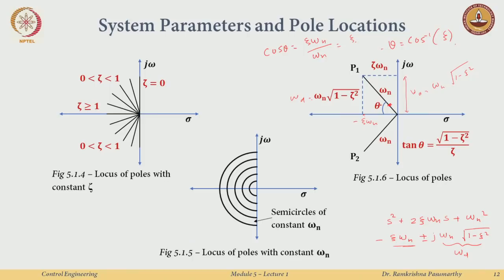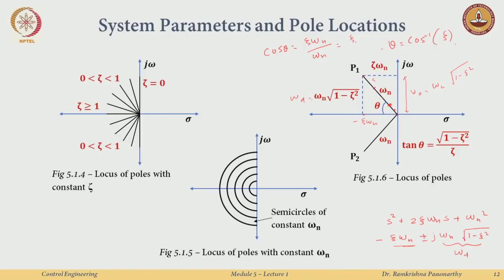Now, if I go from here till here, this distance, which is omega n, changes, but cos of theta still remains the same, right? Similarly here also, if I go from here till here, what happens? My zeta remains the same, because theta is the same, if I am just moving along this line, and then omega n changes, for some given zeta. So, all these lines are lines which I call constant zeta lines.